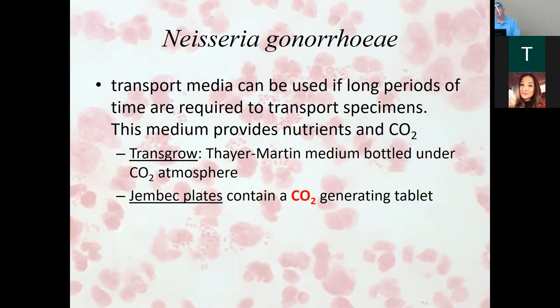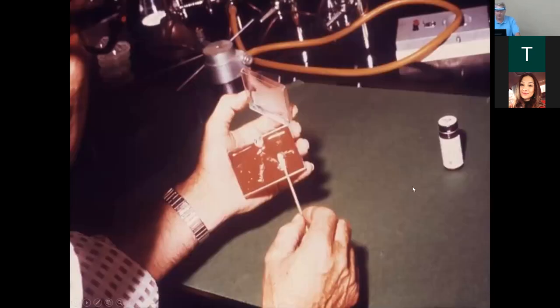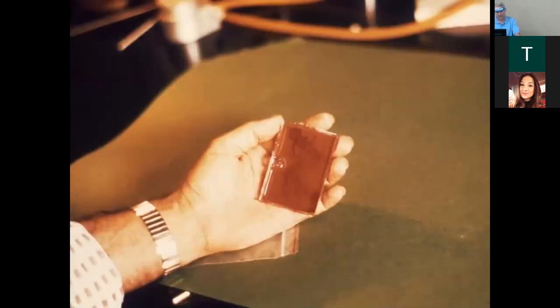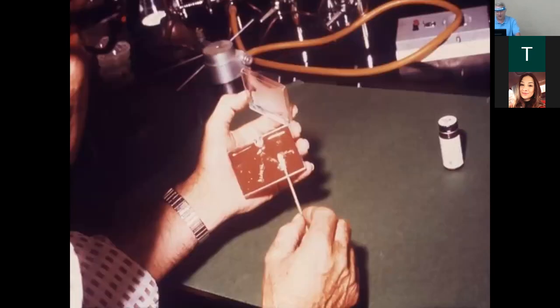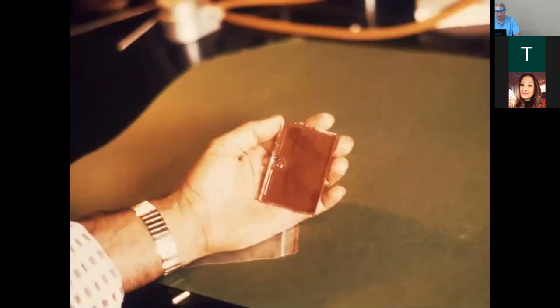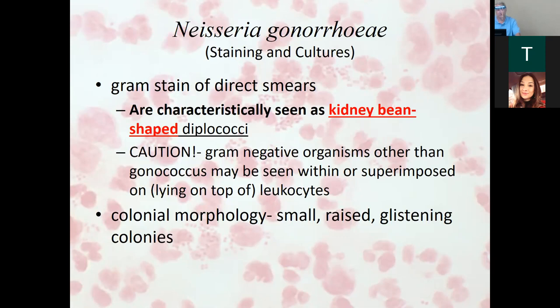Neisseria gonorrhea, we talked about the transport. Here's some ancient pictures showing you that, and that is our Transgrow media. So you would go ahead and plate your swab basically to transport it. We do some of that.